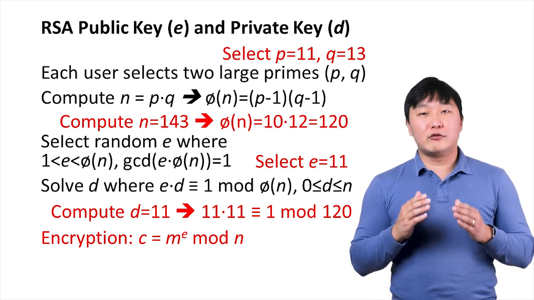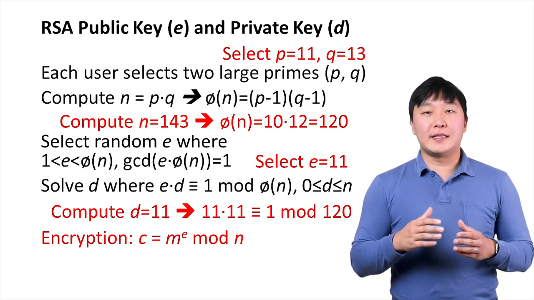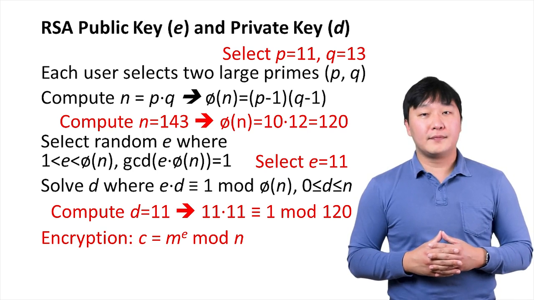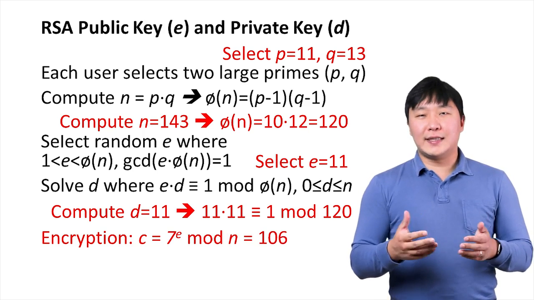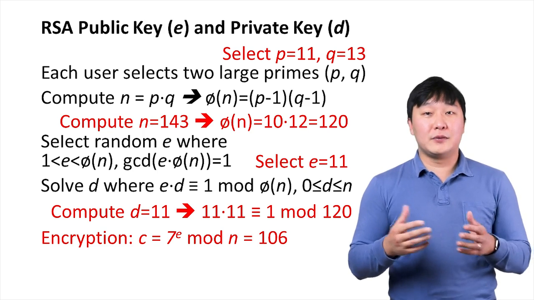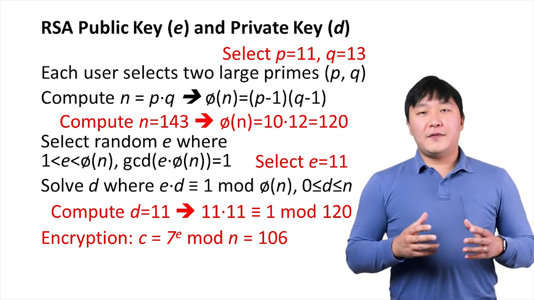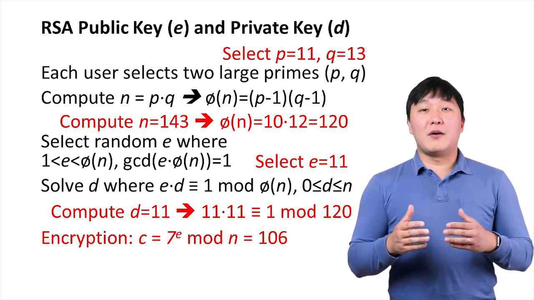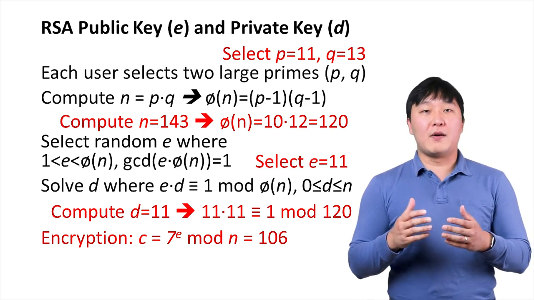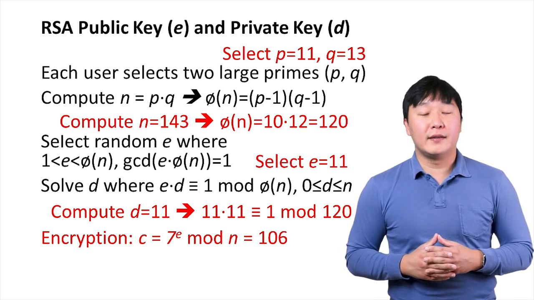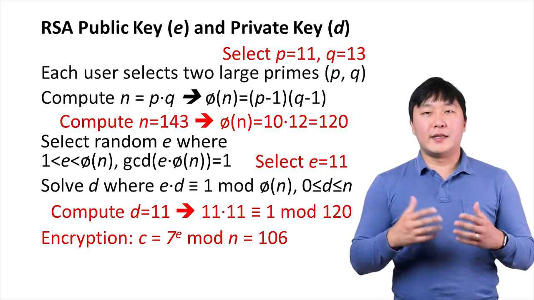First, the sender encrypts using a message m that is smaller than the modulus n. Suppose that the message the sender wants to send is 7, so m is equal to 7. Then the ciphertext is equal to m to the e-th power mod n, which is equal to 7 to the 11th power mod 143, which is equal to 106.